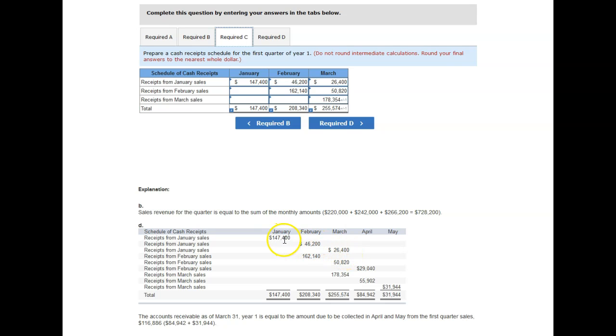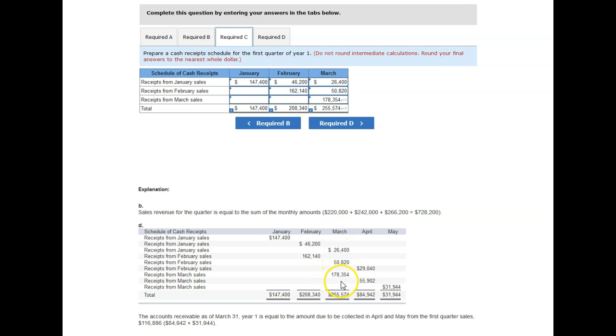So 220 times 0.12 gives you $26,400. And there you see we have January sales, collected most of it in January, but part of it in February and a little bit more in March. And there we've collected all of January sales in cash. We also in March are going to collect part of February sales. So we take February sales, 242 times 21%, 0.21. So $242,000 times 0.21 gives us $50,820 of cash we're collecting in March from February sales.